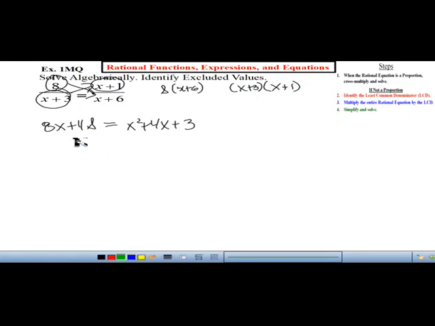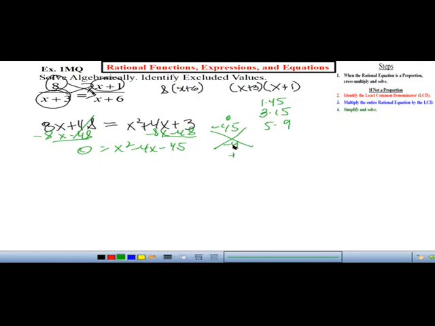From there, set it equal to 0, minus 8x minus 48, minus 8x minus 48. 0 equals x squared minus 4x minus 45. Factor. Factors of 45: 1 times 45, 3 times 15, and 5 times 9. Which one of those pairs adds up to 4 or subtracts to 4? 5 and 9. And this one tells us that the 9 is a negative. So my factors are x plus 5, x minus 9, all that equal to 0.